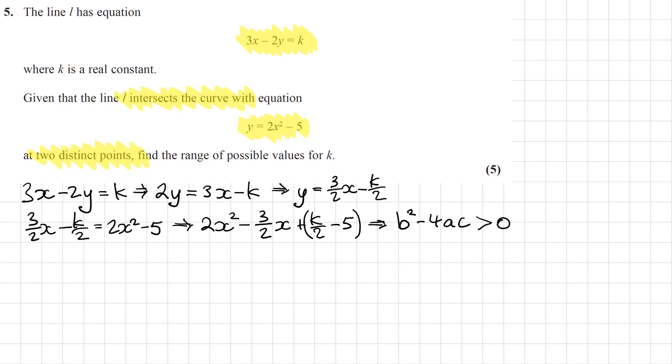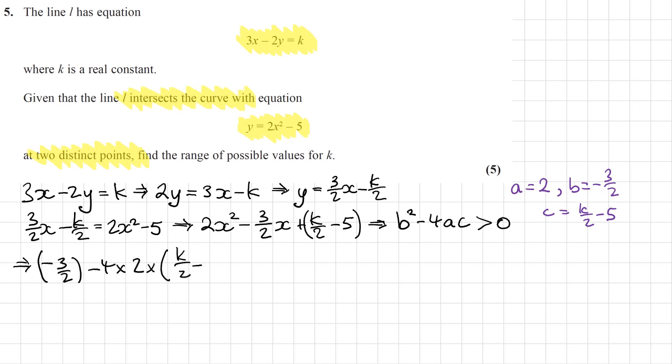That means I'm going to be substituting a value of a as 2, a value of b as negative 3 over 2, and a value of c as k over 2 minus 5. Let's do that and see what we get. So b squared, so minus 3 over 2 squared is my b squared, minus 4 times a, which is 2, times c, which is k over 2 minus 5. And that's going to be greater than 0.